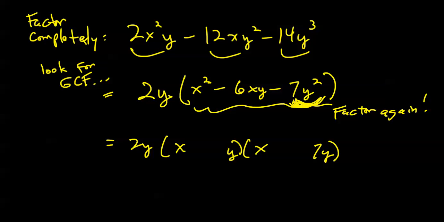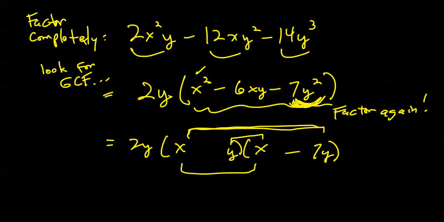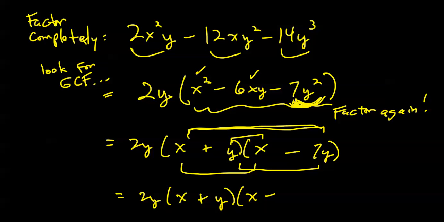Alright, let's see if we can play with our signs now to get the right inner and outer sum. x times x is x squared, checks, plus 7xy. Well, and minus xy, no, that's not going to work. I'll need a minus 7xy for my outer product, plus 1xy for my inner product, and that does add up to a minus 6xy. And the last product, of course, is minus 7y squared. So completely factored, I'll have 2y times x plus y times x minus 7y.